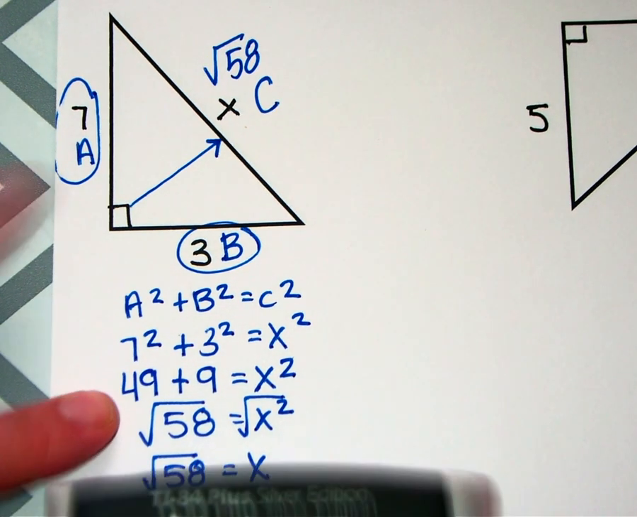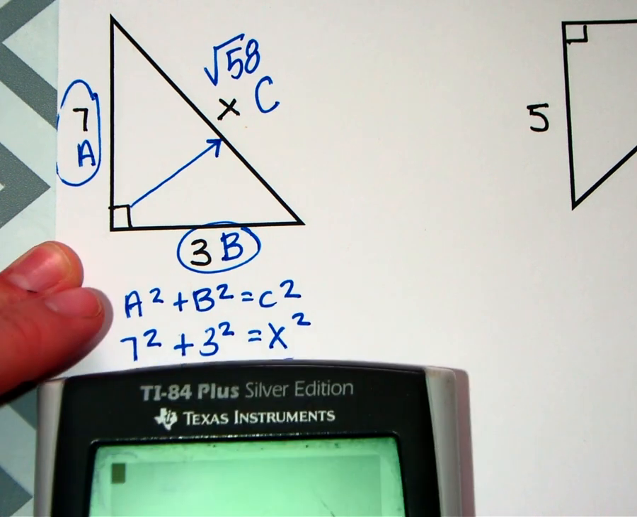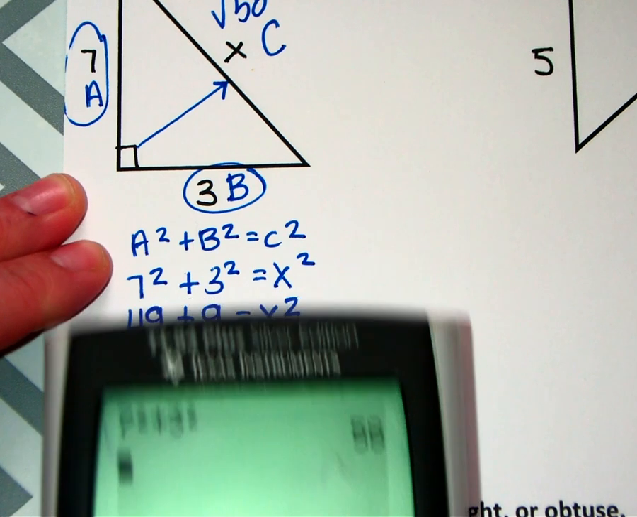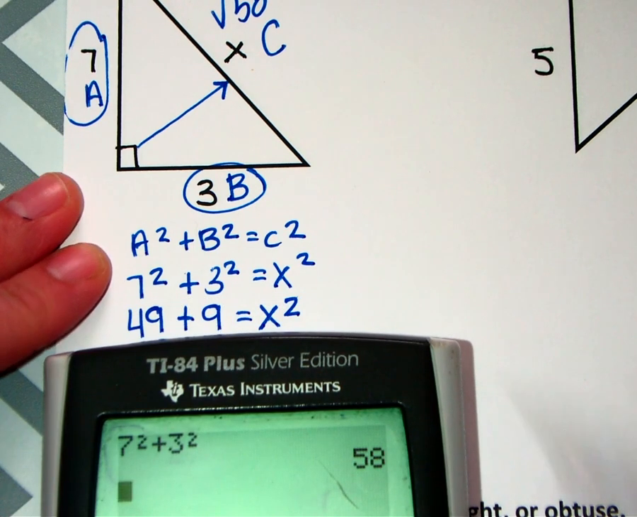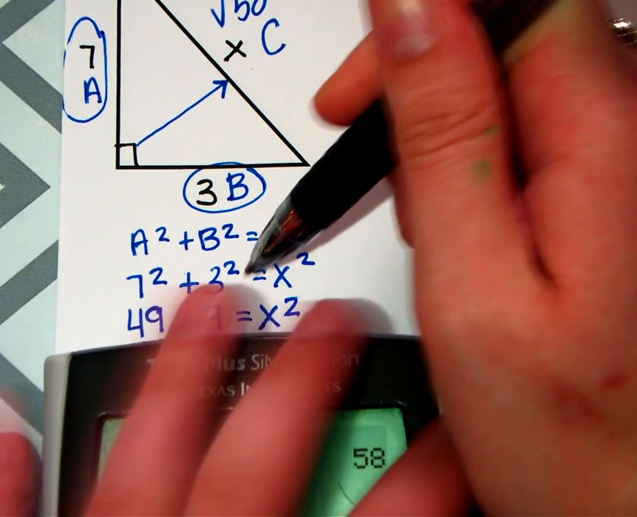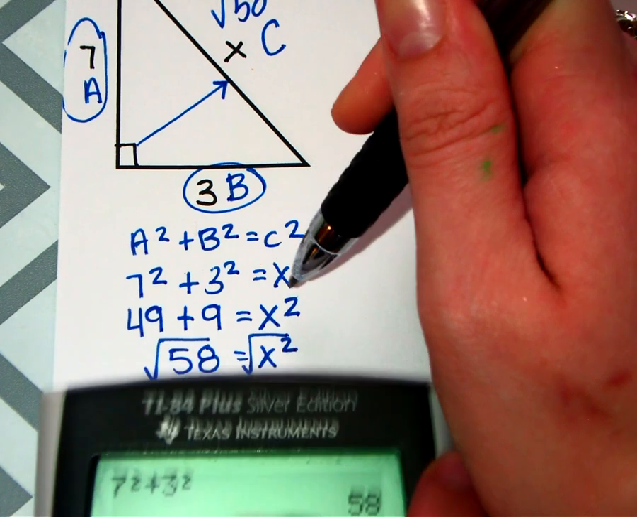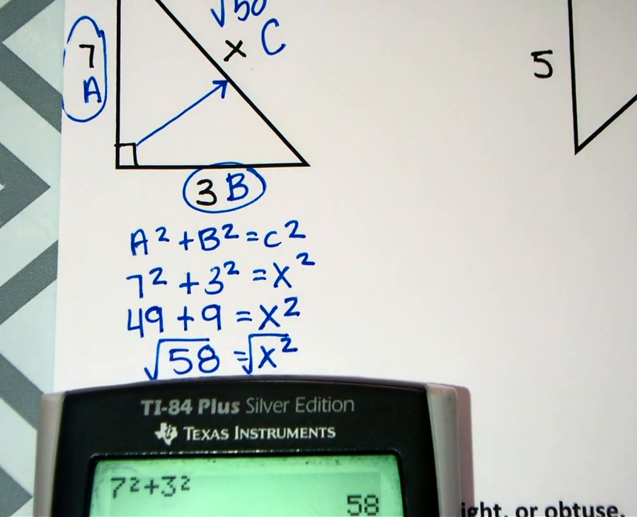You can do this individually, or you can actually go ahead and just type 7 squared plus 3 squared into your calculator, and it will give you 58. So you can save yourself some time by just typing that straight into your calculator. Now you can only type it straight in if the variable is isolated on one side of the equation.